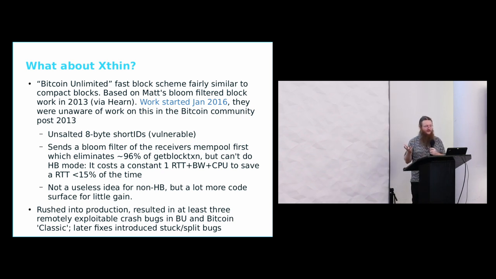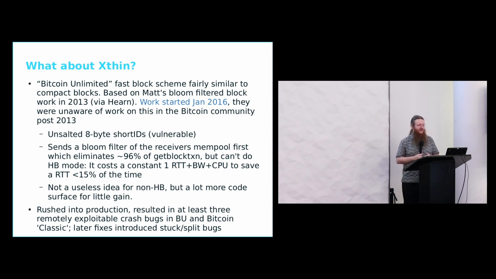This is particularly interesting for Xthin because of political drama. It was really rushed into production because they wanted to claim to have it first, and it resulted in at least 3 exploitable crash bugs that knocked out every Bitcoin Unlimited node on the network and every Bitcoin Classic node on the network. And when they fixed some of those bugs, they introduced later bugs that could cause nodes to get split. Particularly, interestingly, they introduced a bug that if you created a short ID collision, the node would get stuck, which is a kind of neat combination of two vulnerabilities, so a lesson learned from that.